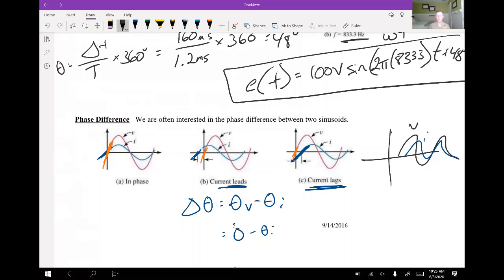Well, which one is leading now? Well, V is leading I. Neither of them is going through zero, right? But V is ahead of I. So we could say V leads, or we could say I lags. Means the same thing.